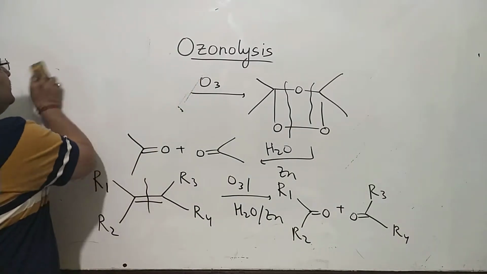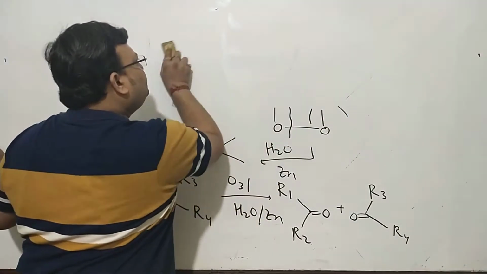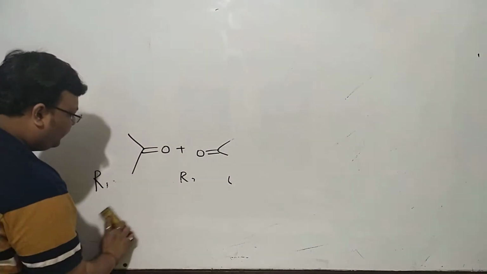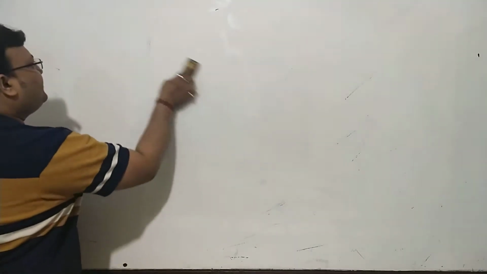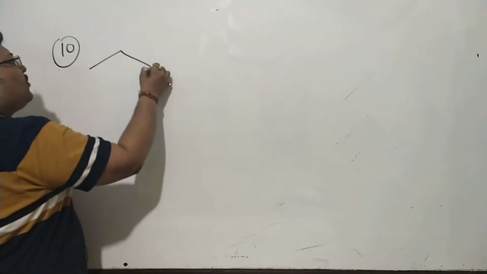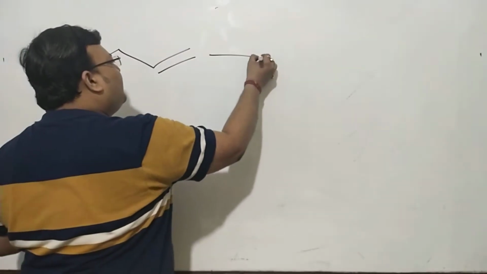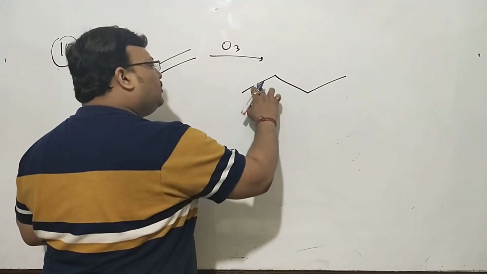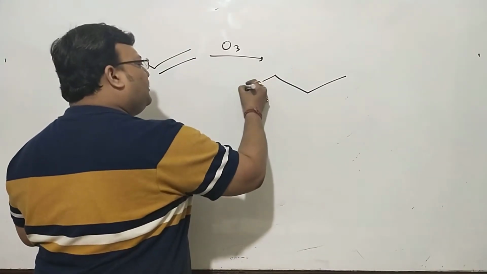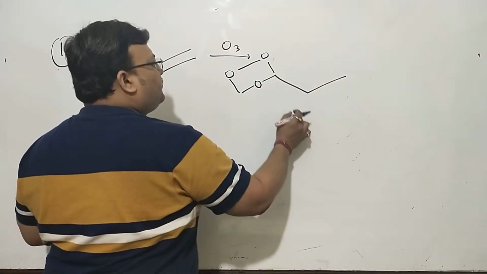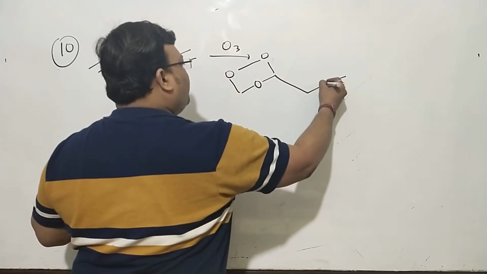So let's talk about what if you have polyenes, dienes, trienes. Now the simplest diene which comes to mind is buta-1,3-diene, on ozonolysis. This is how you start drawing the ozonide. Place an oxygen here.